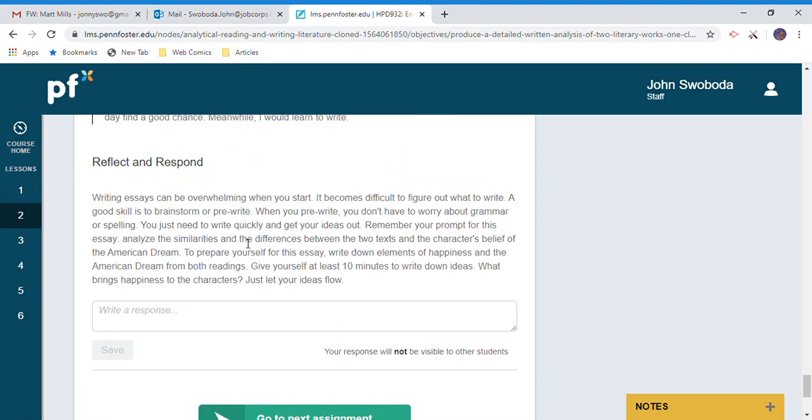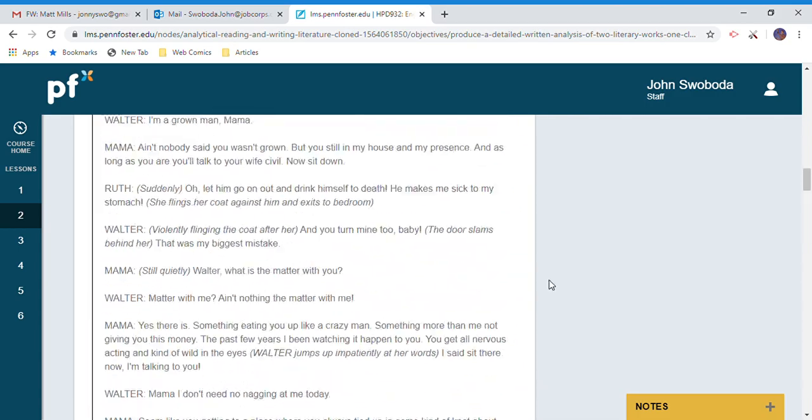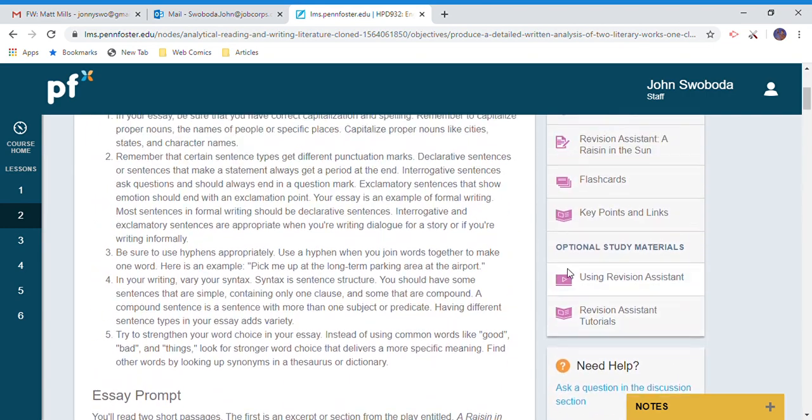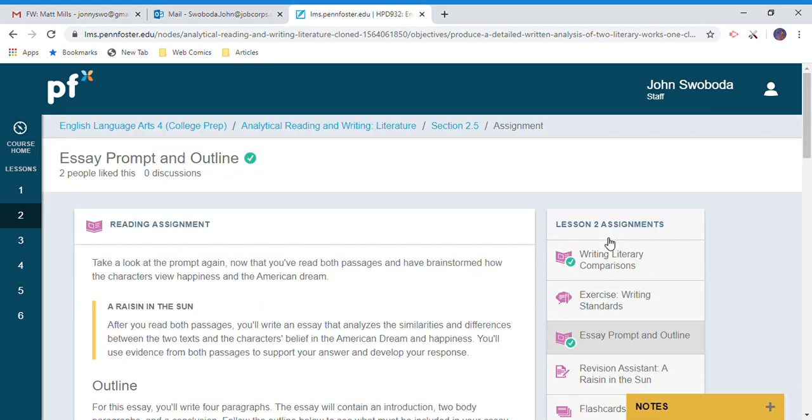Let's see what they've got to say down here. When you pre-write, you don't have to worry about grammar or spelling. You just need to write quickly, get the ideas. Give yourself 10 minutes to write down ideas. Now I'm good there. All right, let's go back up to the top. Essay prompt and outline. Okay.